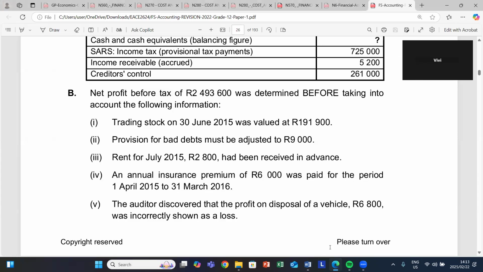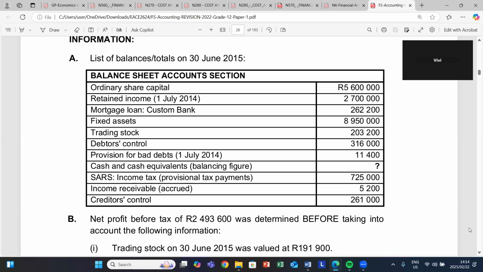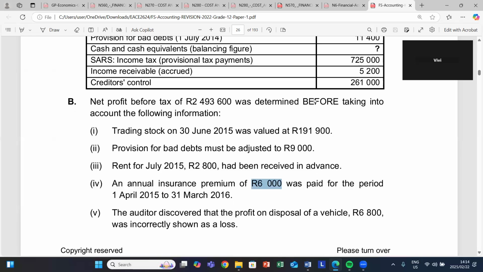And then this one, they're saying that the annual insurance premium of 6,000 rand was paid for the period from 1 March 2015 to 31st March 2016. Let's check our financial year so that we can deal with our insurance. One thing that you know for sure is that our financial year ends on the 30th of June. So what are we going to draw in your insurance?